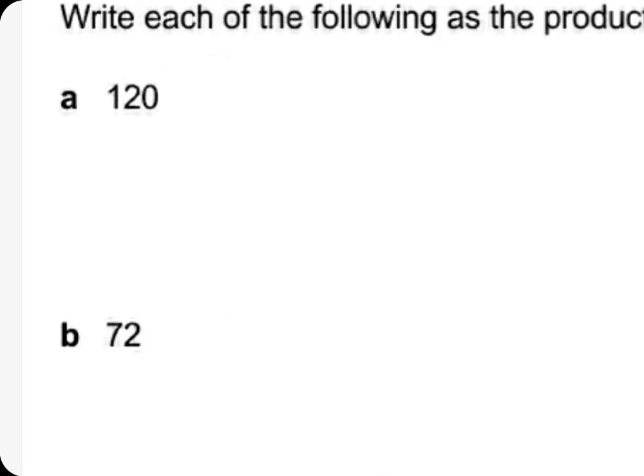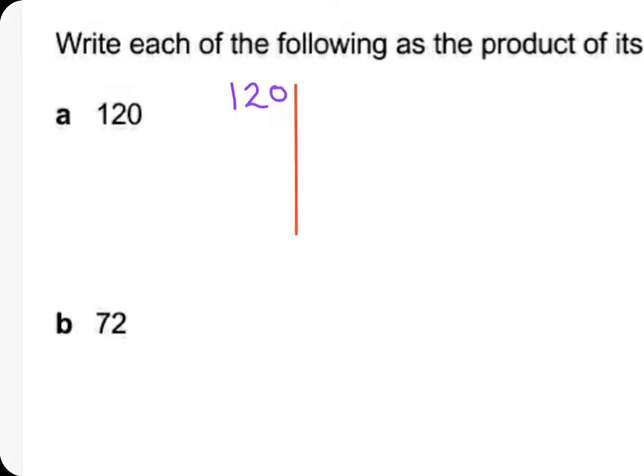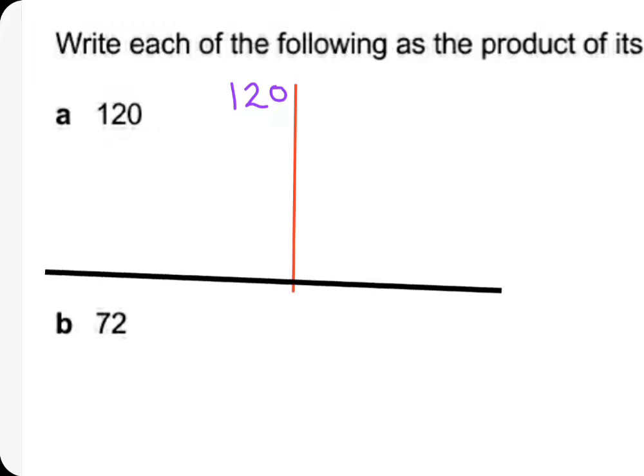We take the 120, he wants 120 and 72. Let's start with 120. We take 120 like this, we write it here, and then we make a line like this. First, make it long like this. We make another line, so we don't mix things up.